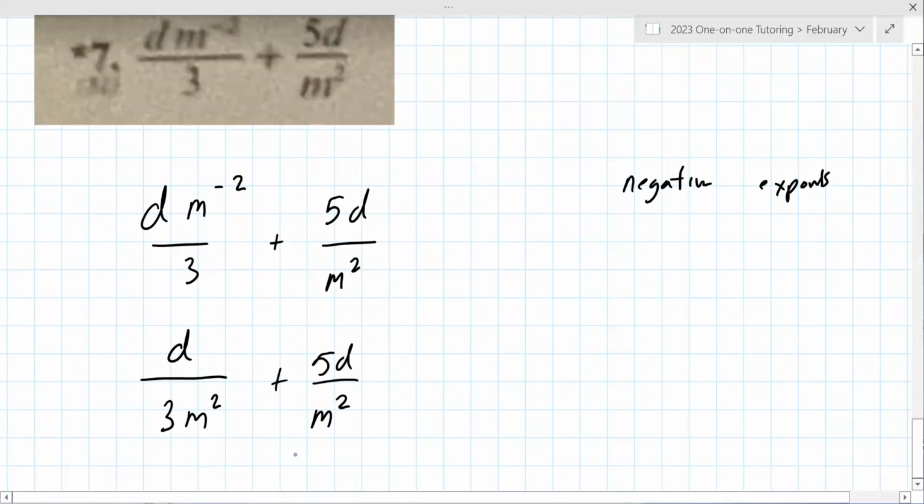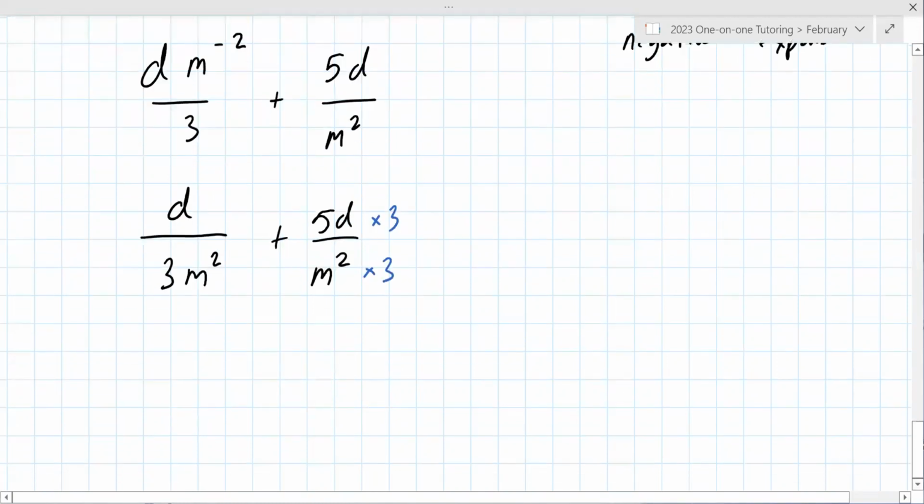No. Don't overthink it. I'm not into trick questions or being deceptive, I'm very direct. They don't have a 3. Okay, so you're going to multiply the top and bottom by 3 on the right because you want the fractions to be the same.